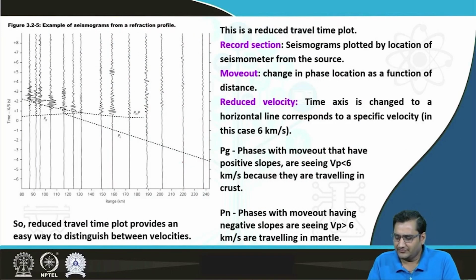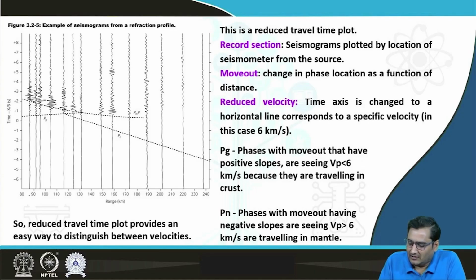This is the reduced travel time plot, or you can say it is a record section, which means that the seismogram associated with an earthquake has been recorded at various distances along the surface, and all those seismograms are put up together, with the x-axis representing the epicentral distance in kilometers, and the y-axis having the reduced travel time, that means time minus x by 6.